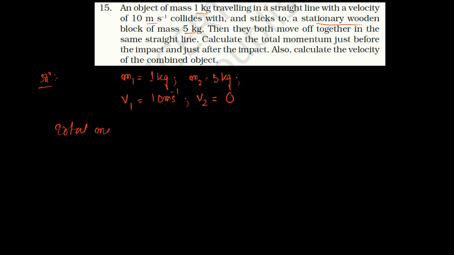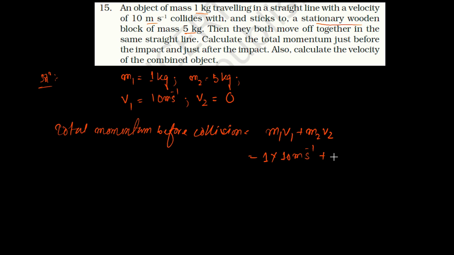Total momentum before collision is going to be m1 v1 plus m2 v2. Write down the values: m1 is nothing but 1, value of v1 is nothing but 10 meter per second, and this whole second term is going to be 0 because v2 is 0. So we are going to get 10 kg meter per second, right?